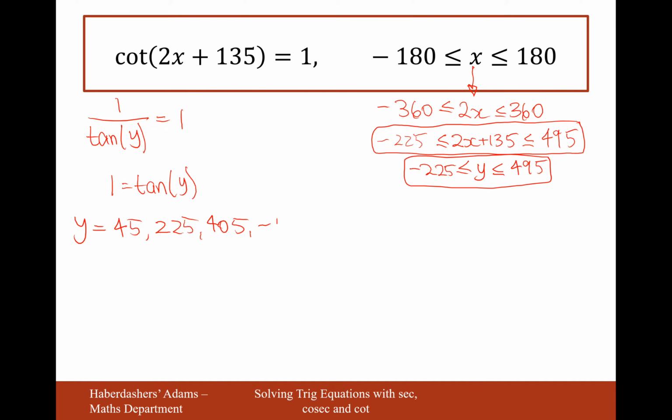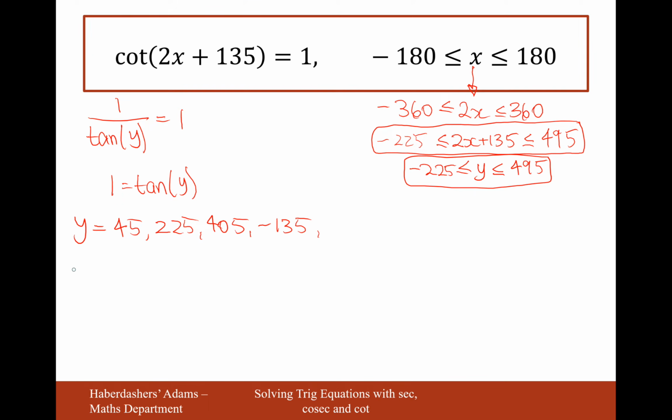So I've got some negative solutions, minus 135, and then take away another 180 just to see if it's inside the range or not. Minus 315, outside of the range, not an applicable answer. So these are my 4 answers. So these are equivalent to 2x plus 135, the angle that's inside tan.